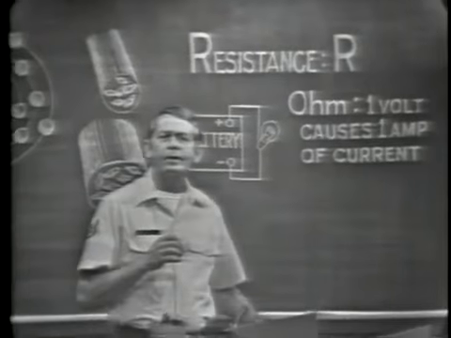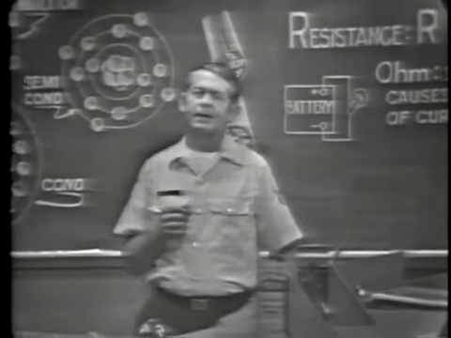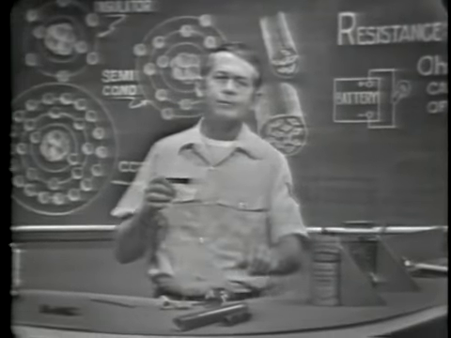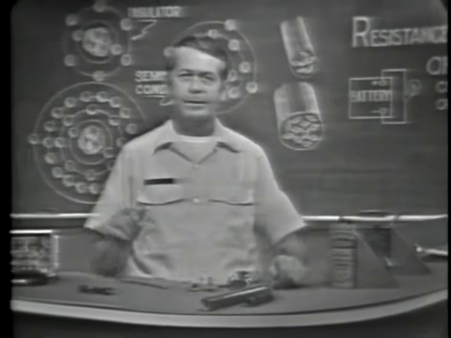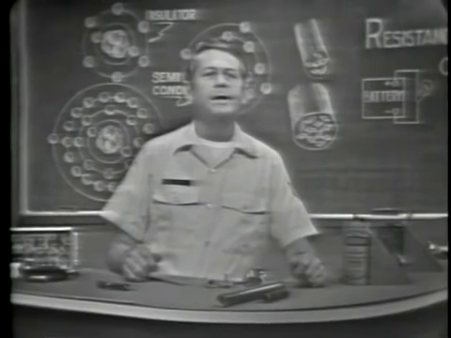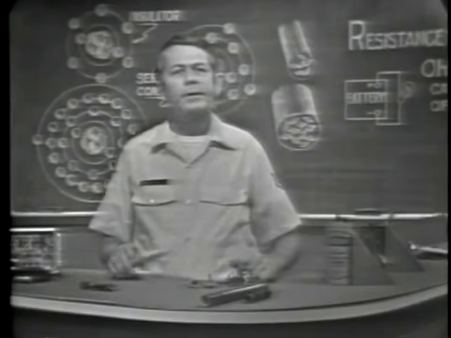Now, to provide the various resistances needed in electronics, devices with specific ohmic values have been developed. These devices are called resistors, and basically they're semiconductor materials. By semiconductor material, I mean that they are not a good conductor. They're not a good insulator. They exhibit characteristics between these two. Let's look then at some common resistor types.